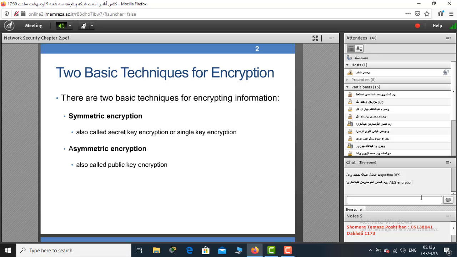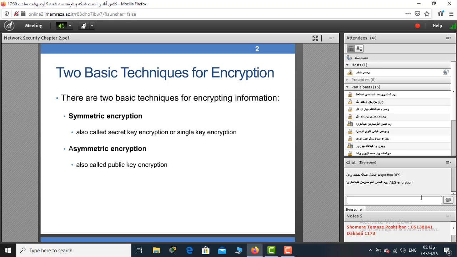Yes, AES encryption. For now and for today, just a simple and brief description of symmetric and asymmetric encryption. More details will remain for the next sessions. There are two basic techniques for encryption algorithms. Symmetric means متقارن.